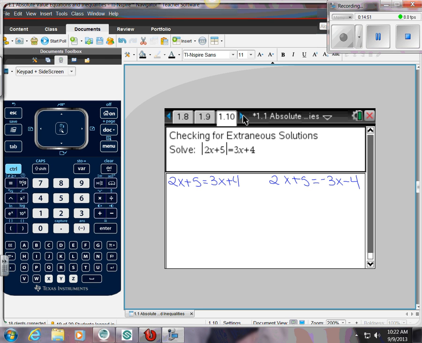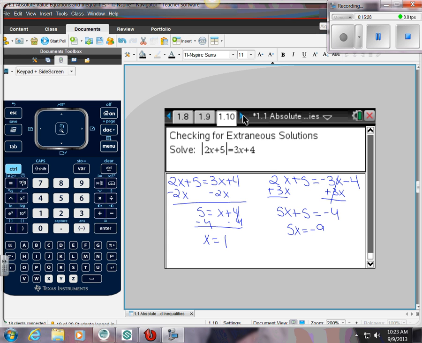Okay, so we need to solve these out, right? For the sake of time, I'm going to move somewhat quickly. I'm going to subtract 2x from both sides, and I get 5 equals x plus 4. Subtract the 4, and I get x equals 1. Agreed? We're not done. I'm going to add that 3x. Mainly I add the 3x because I don't necessarily want to deal with the negative, so I make it positive by adding it over. 5x plus 5 equals negative 4. Now what? Subtract the 5. 5x equals negative 9.